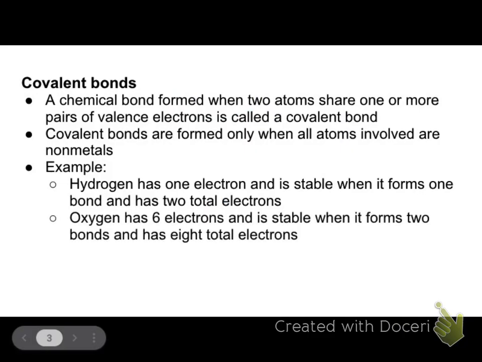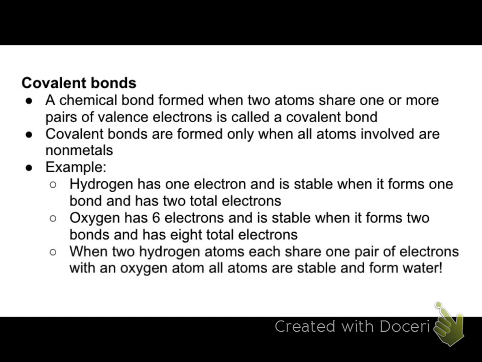Oxygen, on the other hand, has 6 electrons in its outer shell, and it would be stable if it could have 8, like a noble gas. So it's going to form 2 bonds so that it can share 2 pairs of electrons. And when 2 hydrogen atoms get together with 1 oxygen atom, then all of them have the correct number of electrons to be stable, and they form a compound called water. So I'll be right back to this page, but I'm going to just show you kind of what that looks like. Okay?